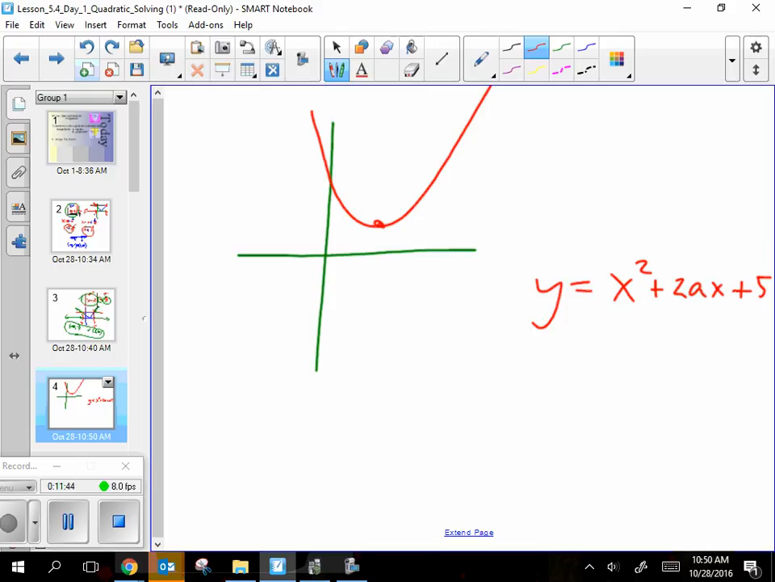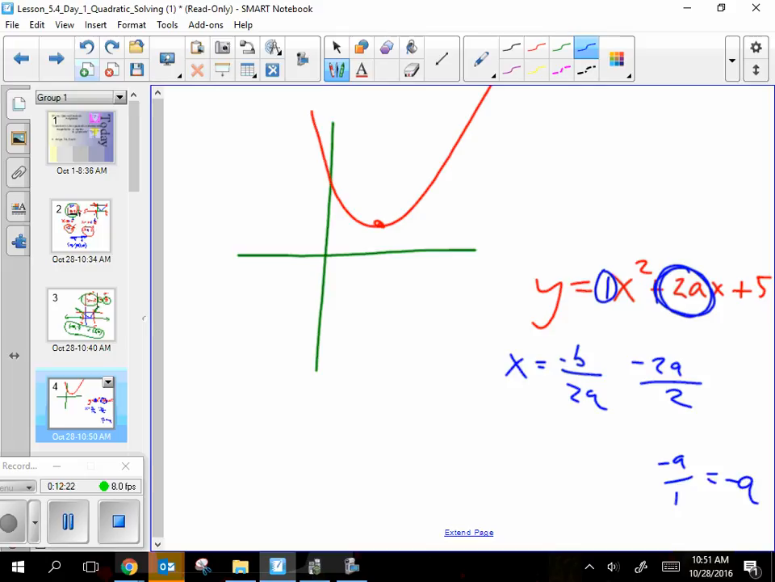So what's the vertex now? Well, you need that formula. What's the little formula? -b over 2a. What is -b in this case? That's b. So it'd be -2a all over 2a, which is 2 times 1, which is 2. And then the -2 and the 2 can cancel a little bit. The 2 can cancel at least. I got -a over 1, which is -a.